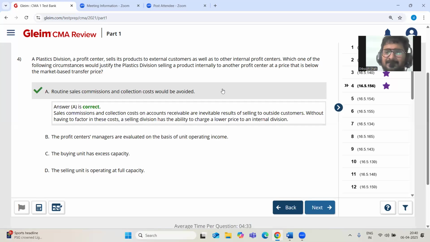So understand or try to understand the topic that transfer pricing mostly speaks about what is the minimum price or maximum price that can be dealt with, because most of the companies have this policy that their division should operate as profit centers. Most of the time the transfer price should be relevant cost. If it's negotiated, somewhere in between.